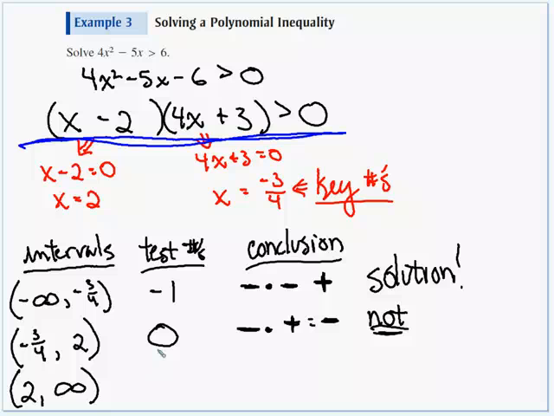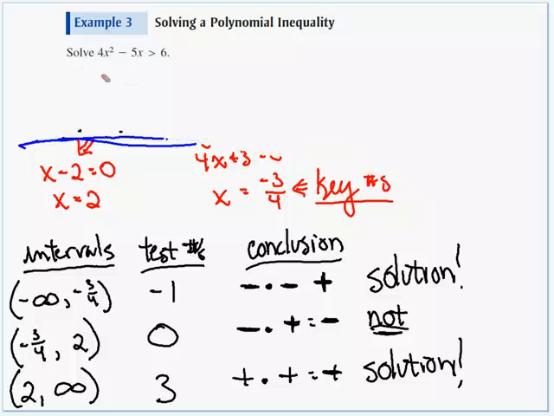Last interval, from 2 to infinity, and why not just pick 3? If I plug 3 in here, 3 minus 2 is a positive 1. Times 4 times 3 is 12, plus 3 more is a big positive number. Positive times positive is positive. Is a positive number greater than 0? Yes, it is, and that is part of our solution.